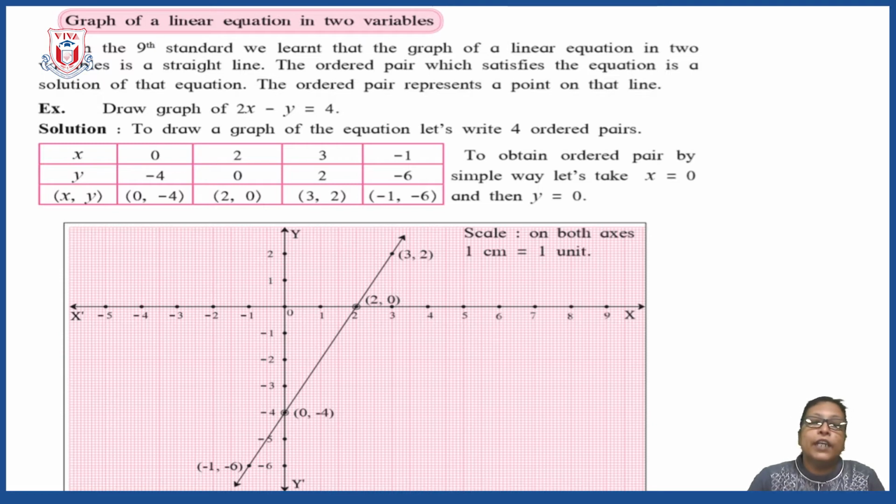Okay, so after getting the suitable values of x and y, when we plot these values on the graph, you can see that the values are plotted on the graph. For example, the first coordinates are 0 and minus 4. You can see 0 and minus 4 on the y-axis. Then 2 comma 0, the second point, is plotted on the x-axis. 3 comma 2 is also plotted. And the final one is minus 1 comma minus 6.